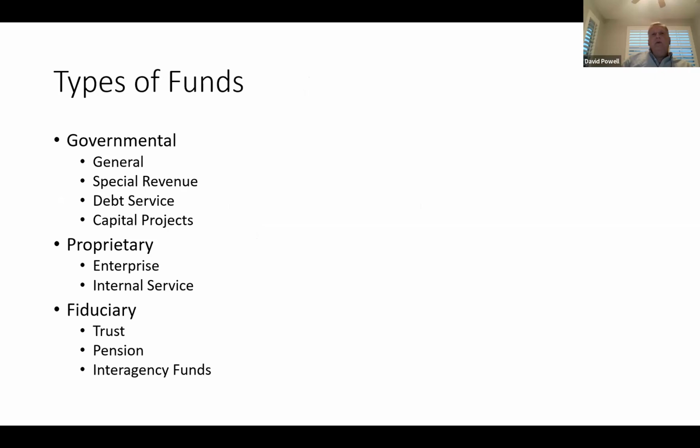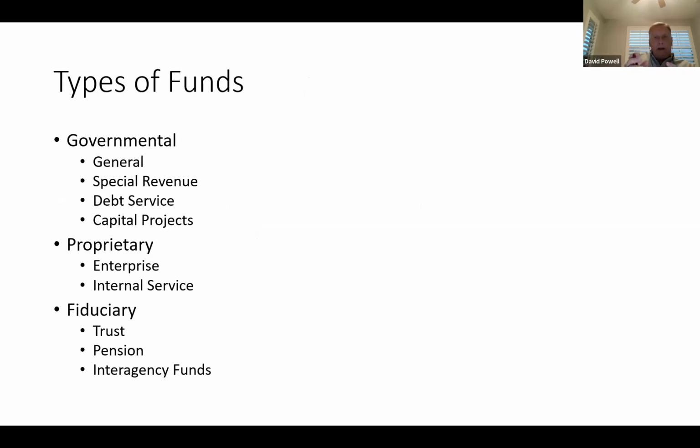So in terms of that first principle of fund-based accounting, in governmental accounting, we are required to segregate our funds into different fund categories. So money gets segregated into different funds. The three primary fund categories are governmental funds, proprietary funds, and fiduciary funds.